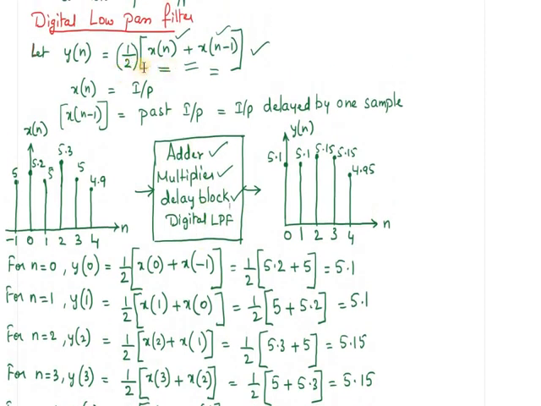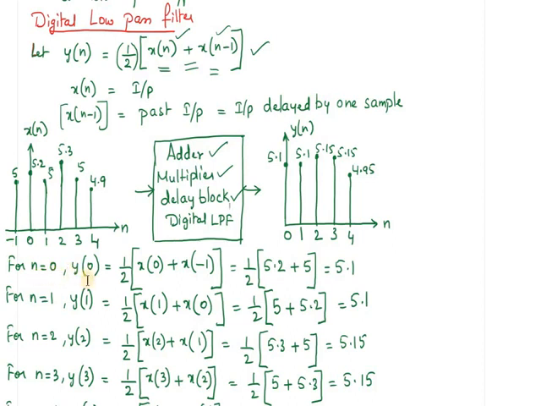We have taken 1 by 2 into x of n plus x of n minus 1. Here these are the values of n on the x-axis; you can start from 0, 1, 2, 3 and 4. If n is equal to minus 1, we need x of n minus 1 also, so x of minus 2. But if you see in this diagram, there is no magnitude for minus 2, so I have started from n is equal to 0.